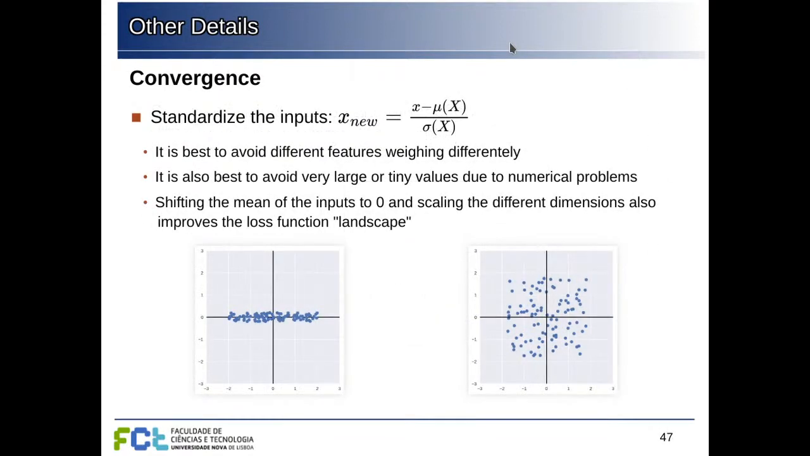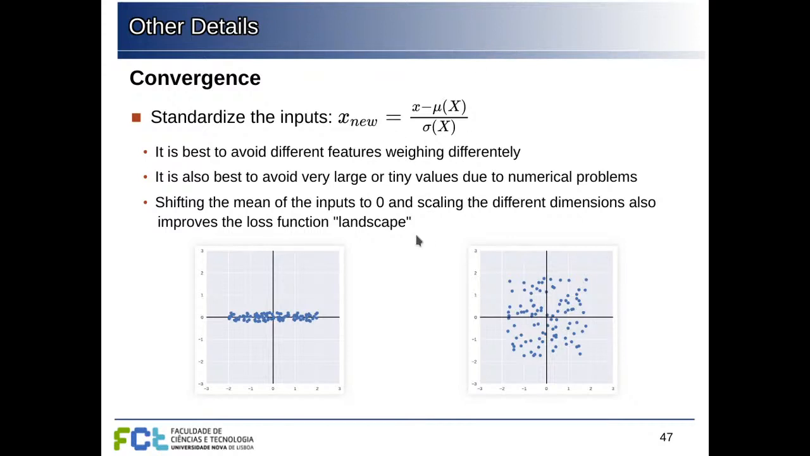We should also standardize the inputs because there are several reasons to do this. We are starting the weights with the same distribution, so if the inputs are at different scales, this will end up being the same as starting the weights at different scales. In practice, we can avoid that by standardizing the inputs. It's also good to avoid very large values, or combining very large values with small values due to numerical problems, rounding problems, and so on.